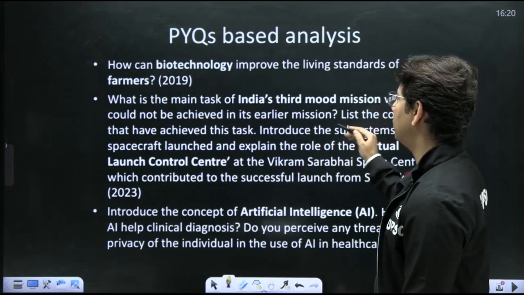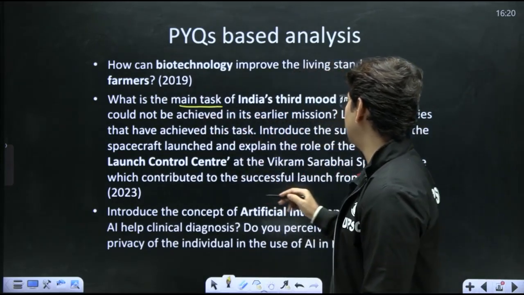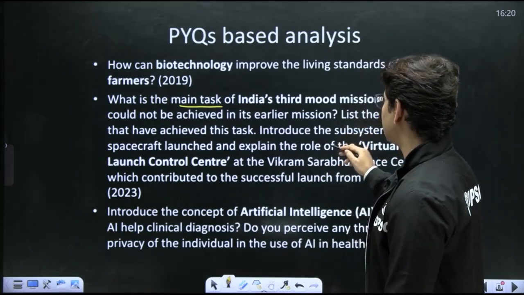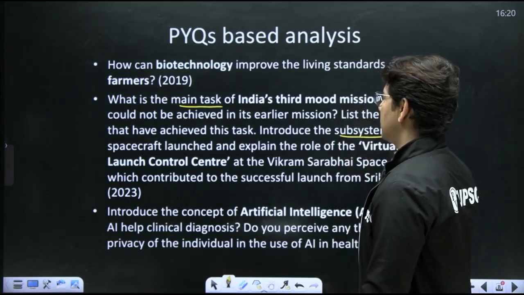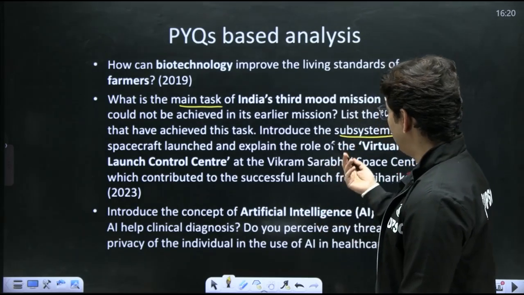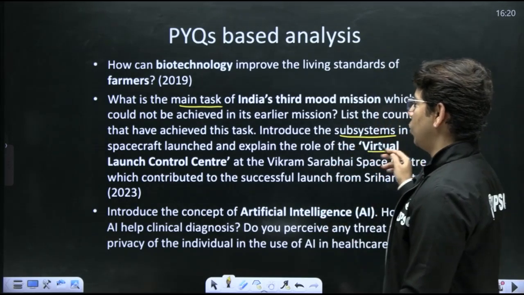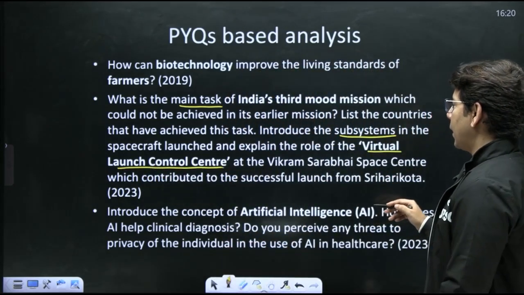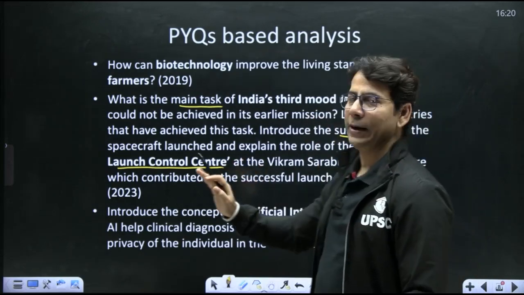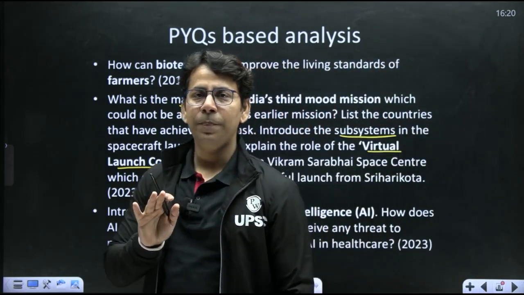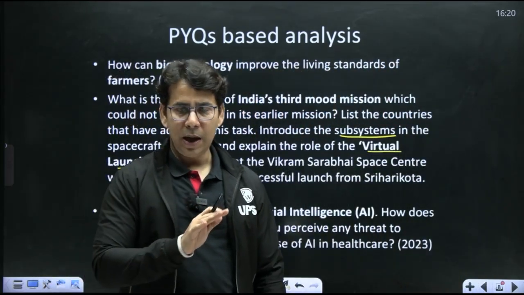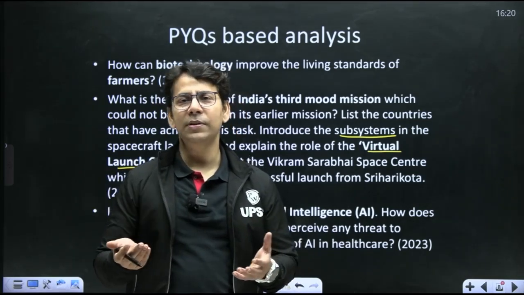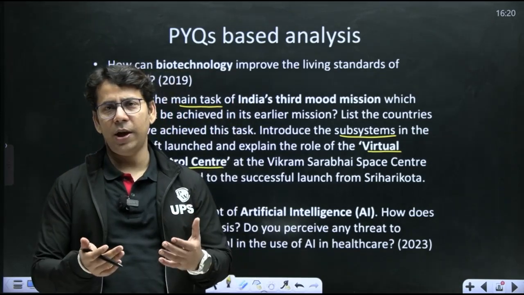So we have to find out the main task of Chandrayaan-3, right? And then countries who achieved this task, right? Then subsystems of the Chandrayaan you have to introduce, and explain the role of the virtual launch control center at Vikram Sarabhai Space Center, right? So if you are well read, if you have the habit of reading newspaper and following a magazine, newspaper is very important, these things will be easy because obviously these things were very much there.